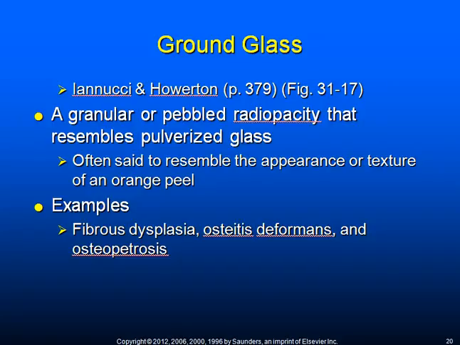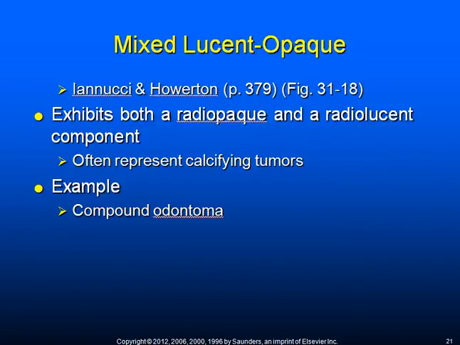A ground glass appearance refers to a granular or pebbly radiopacity that resembles glass that has been pulverized. Some lesions can be a mixture of radiolucent and radiopaque. They often appear as a radiolucent area with central opaque flecks of calcifications.